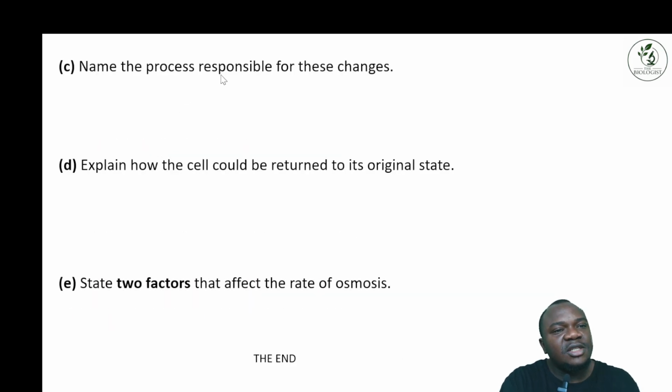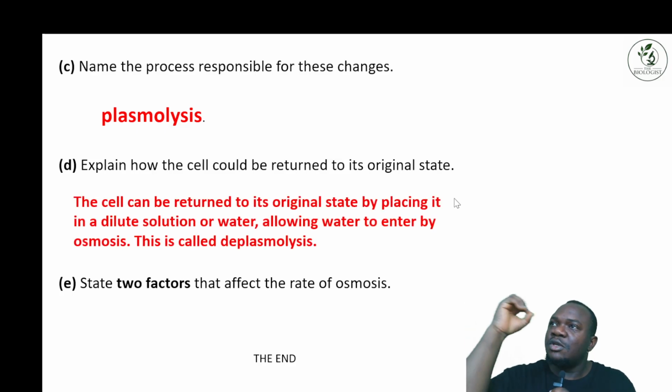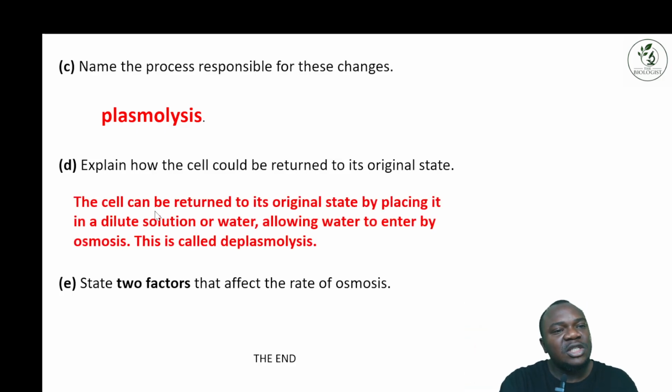Name the process responsible for these changes. That is plasmolysis. Explain how the cell could be returned to its original state. The cell can be returned to its original state by placing it in a dilute solution or water, allowing water to enter the cell by osmosis. Once we put it back into water and give it some time, the cell will become turgid. State two factors that affect the rate of osmosis.